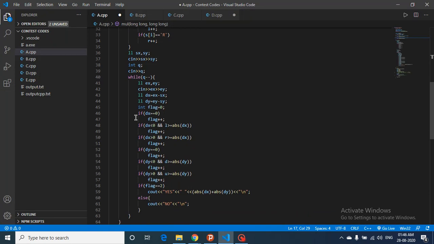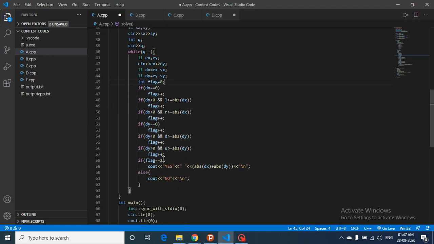I will see that if dx is 0, which means that this difference is 0, I don't need anything. The flag means whether I can perform one x movement and one y movement. Both should be satisfied. So if dx is 0, then I don't need any of the left right part. But if dx is less than 0, then it means that I have to go left. And how much left? I have to check that the left count should be greater than or equal to the absolute difference of dx. If dx is positive, it means I have to go right, and the right count should be greater than or equal to the absolute difference of dx. If any of these 3 conditions hold true, the flag will increment.